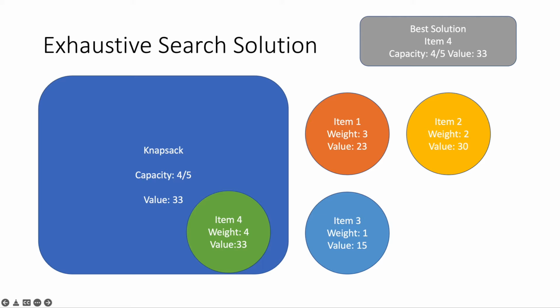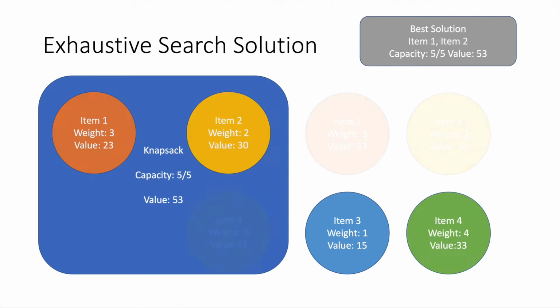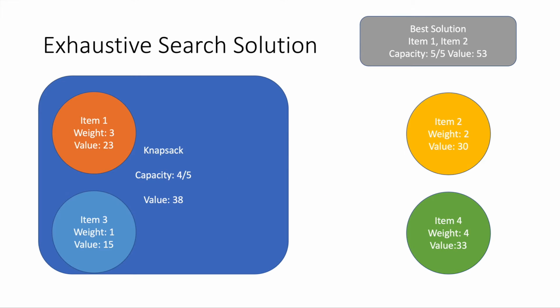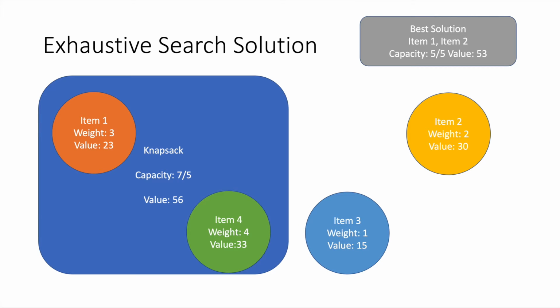The next group of possible solutions would be all the solutions that contain 2 items, starting with the set of item 1 and item 2. This uses 5 capacity and has value of 53. The next set is items 1 and 3, which uses 4 capacity and has value 38. The next is items 1 and 4, which, while it has a higher value than our best solution, is over capacity, so we cannot use this as the best solution.